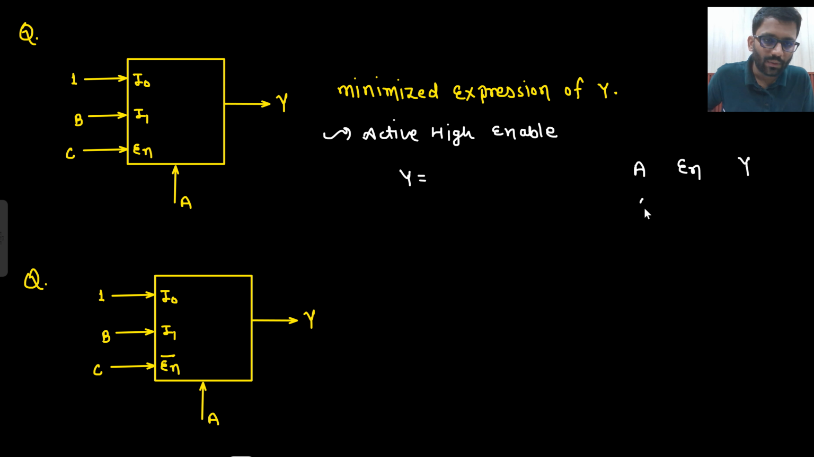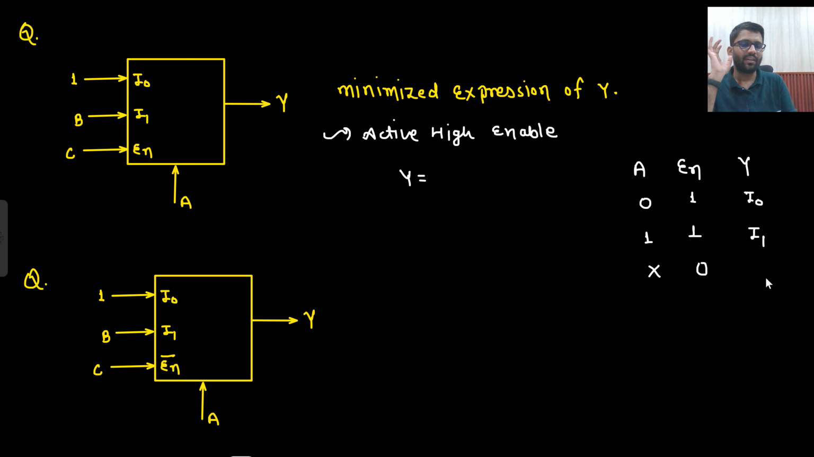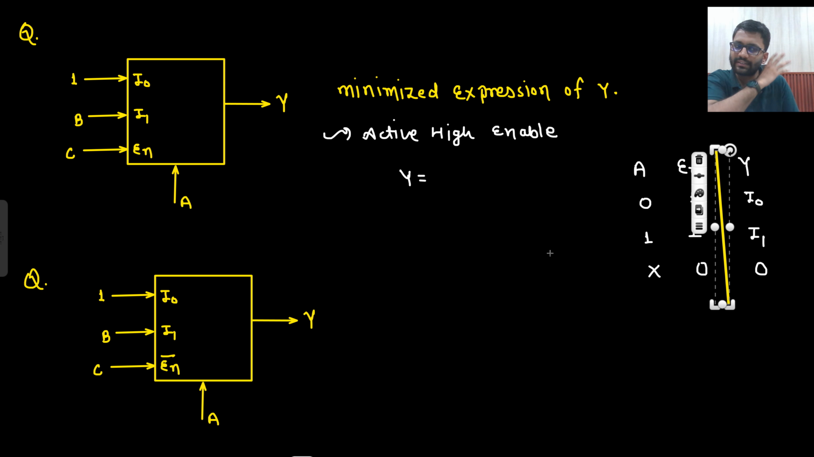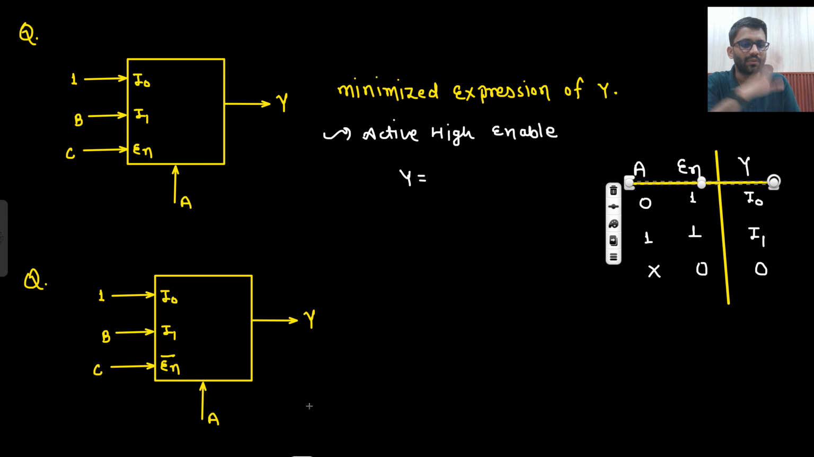So if A is 0, forget about EN. If A is 0, what should you expect as output? I0. And if A is 1, what should you expect as output? I1. But this will work only if EN is 1. If EN is 0, no matter whatever is there at the input, output will be 0. There will be no output. If EN is 0, no matter whatever is there at the input, output will always be 0.